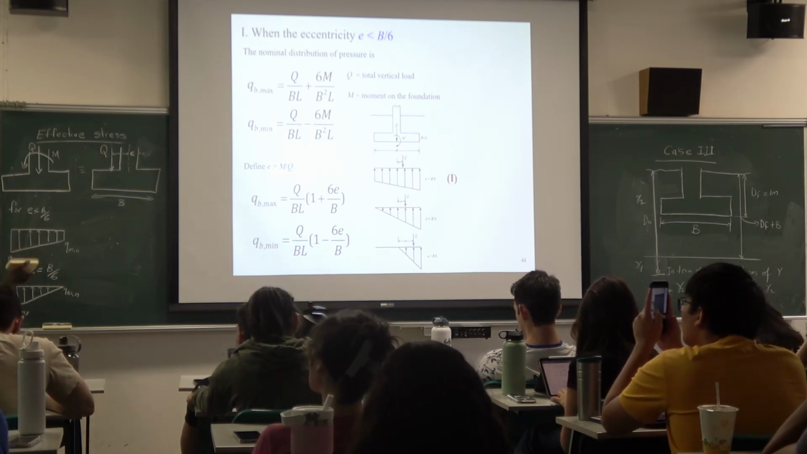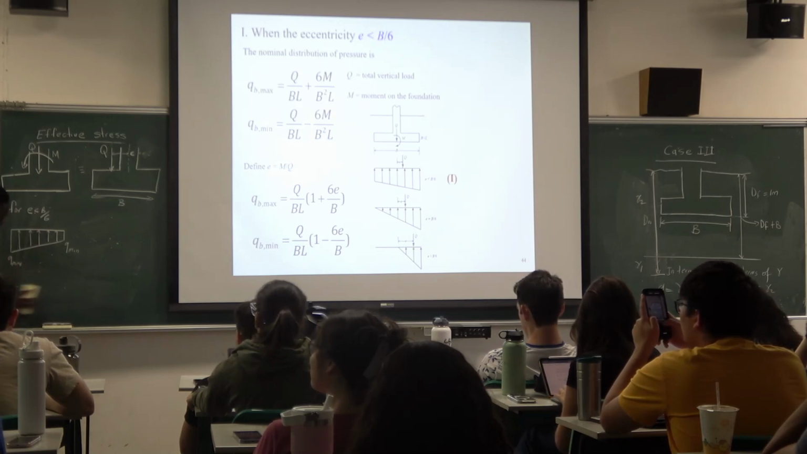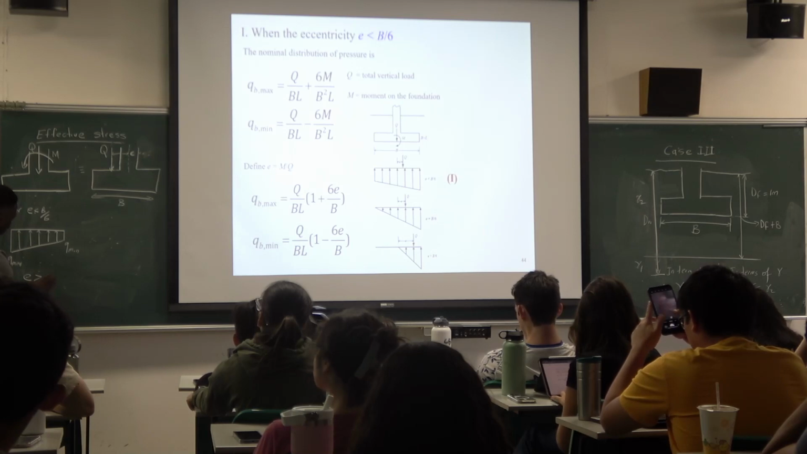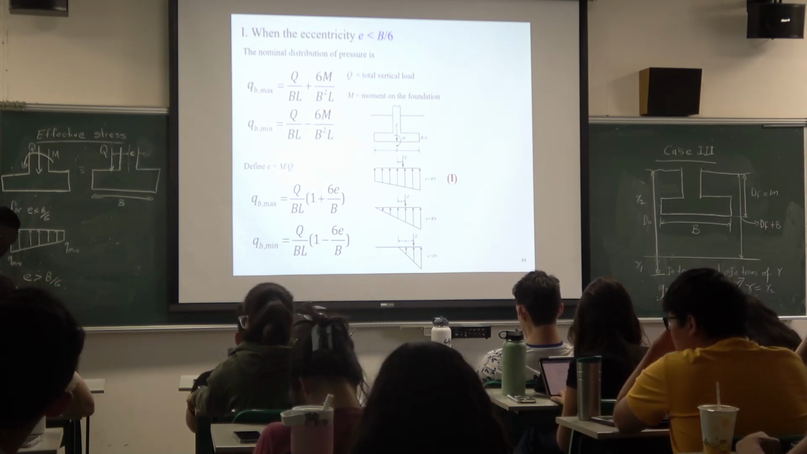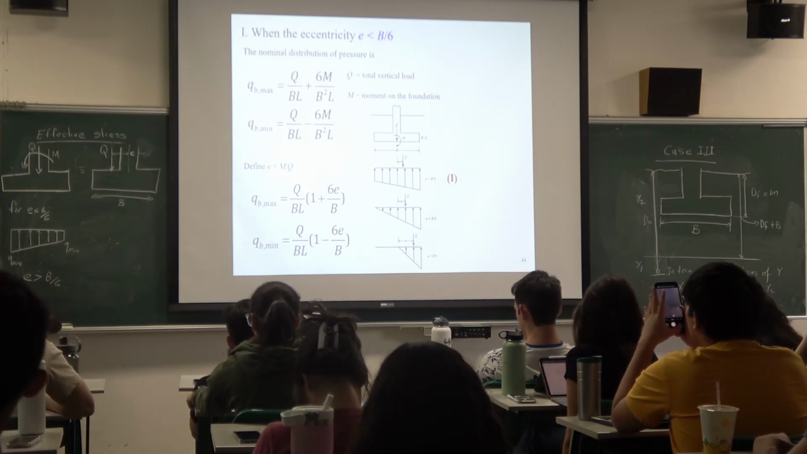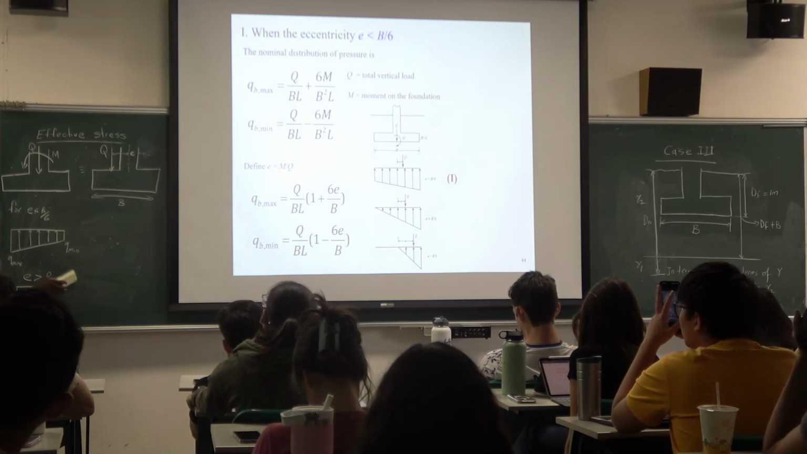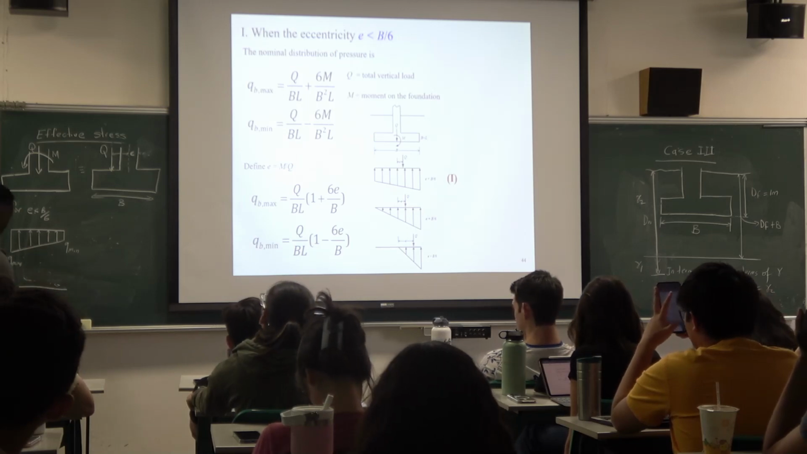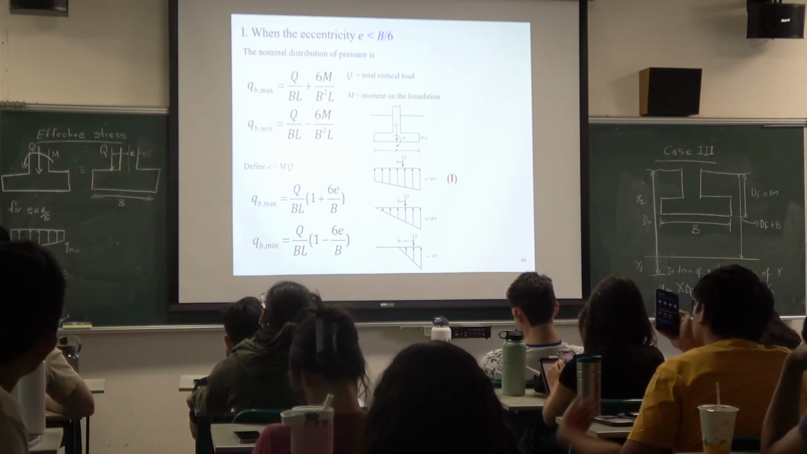Okay, let's have a different scenario. This one is pretty common, quite straightforward. How about if we have our eccentricity greater than B over 6? Let's assume something like this. E greater than B over 6. So this is our Q.